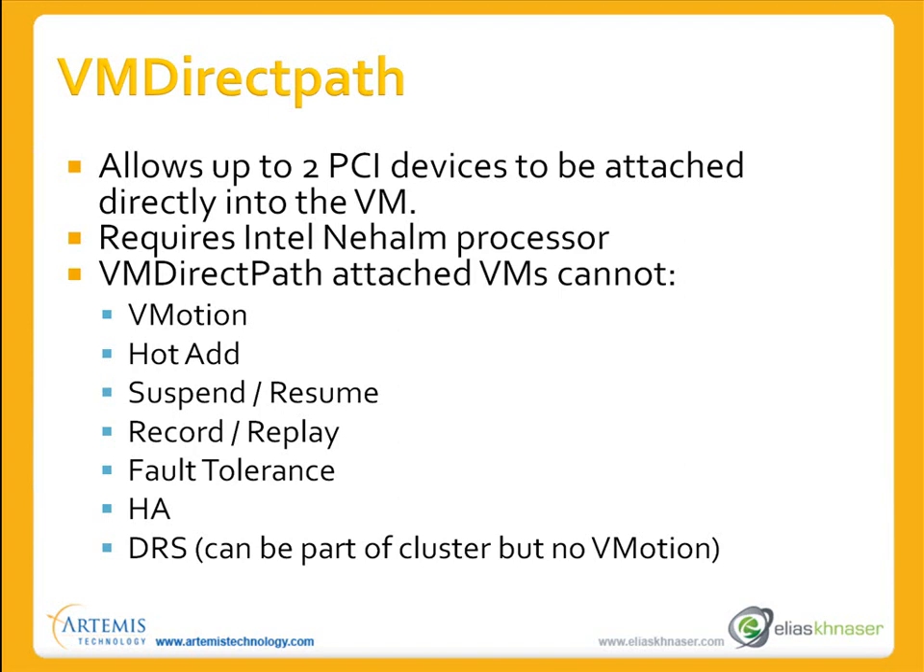Now, as you notice here, there are certain limitations. If you're using VM Direct Path, you can't do vMotion, you can't do hot add, you can't do a suspend and resume, etc., etc. And there are reasons for that. Now, this is generation 1. Obviously, with the next iterations or generations of VM Direct Path, I'm sure they'll find ways to get around some of these limitations. But today, you can't vMotion or do hot adds on certain virtual machines that have VM Direct Path.